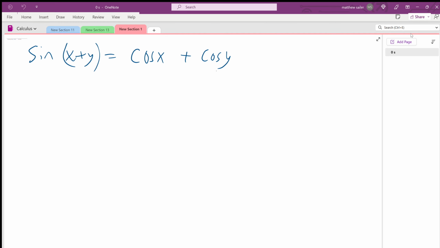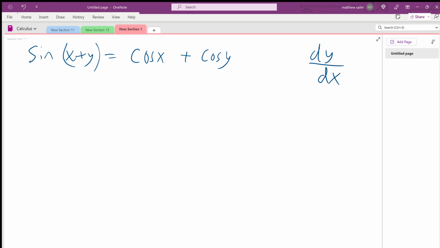Alright, so we're going to do a problem that is a little bit more involved now. This one has some trigonometric functions that we're going to have to be differentiating. So here's the equation. Sine of x plus y equals cosine x plus cosine y. And again, we're going to be finding dy dx.